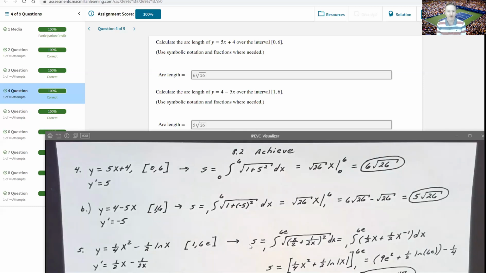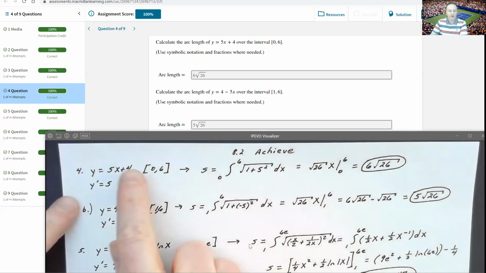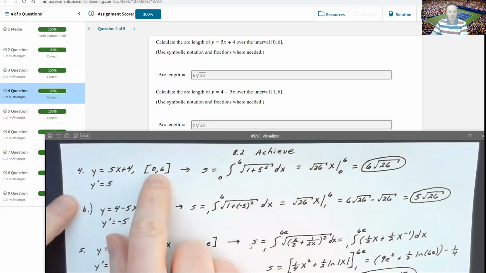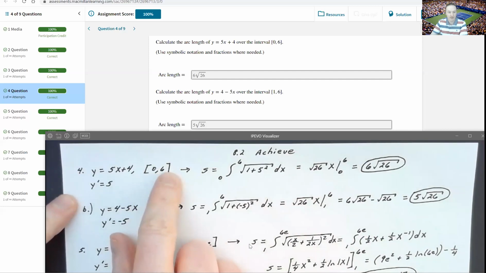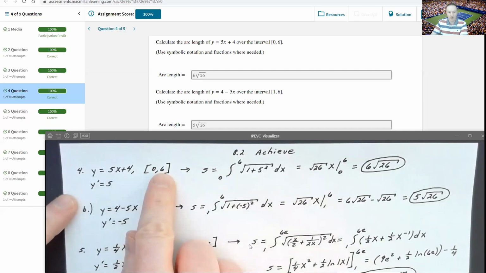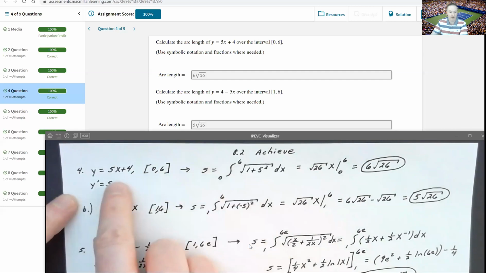They're wanting us to find the arc length of two linear functions. The first one is 5x plus 4. We're supposed to find the arc length from 0 to 6. Okay, so I know the arc length formula is going to be the integral from where the region begins to where it ends of the square root of 1 plus the first derivative squared. So that's exactly what I've done.